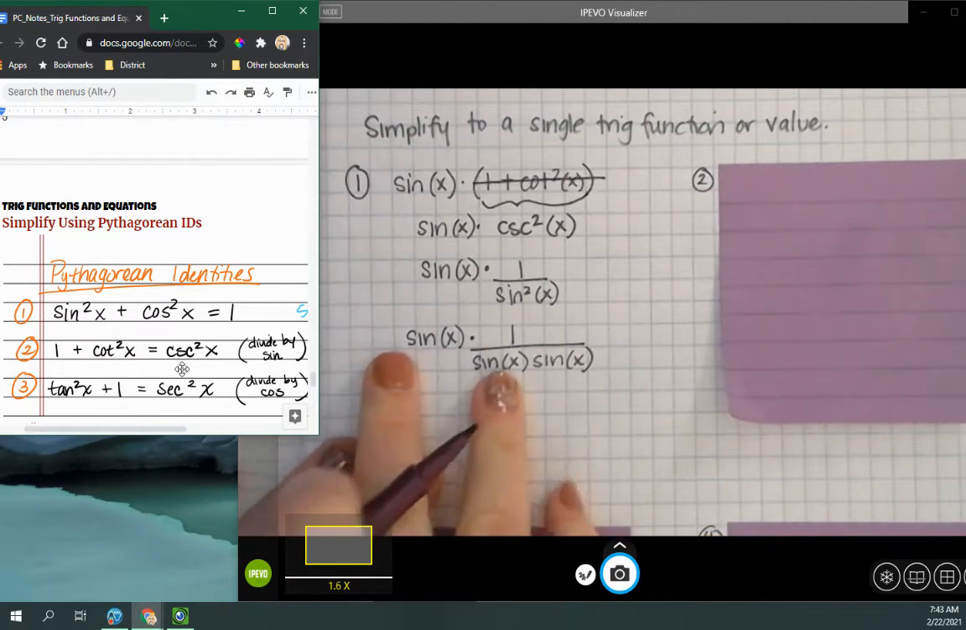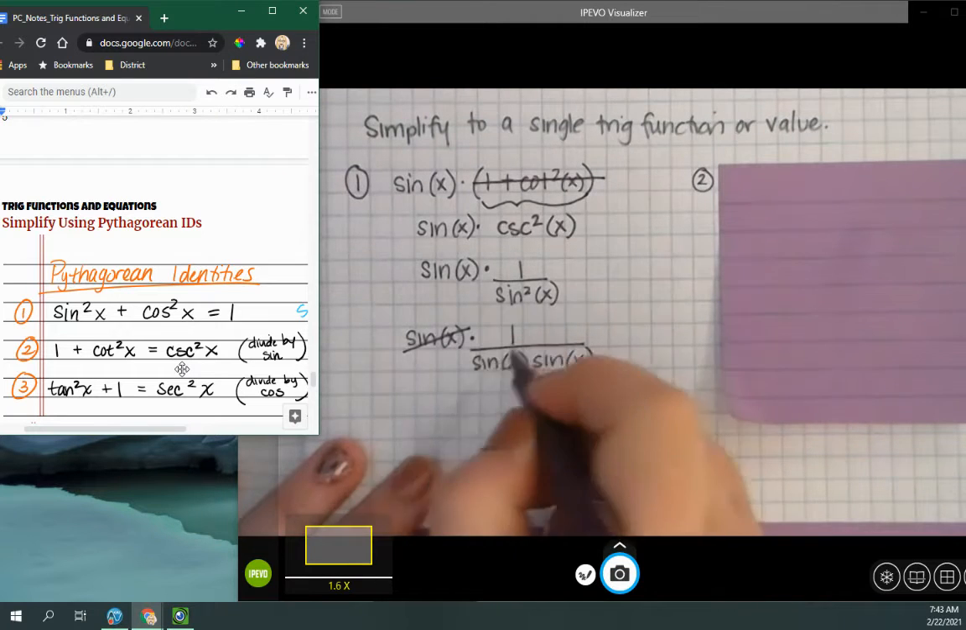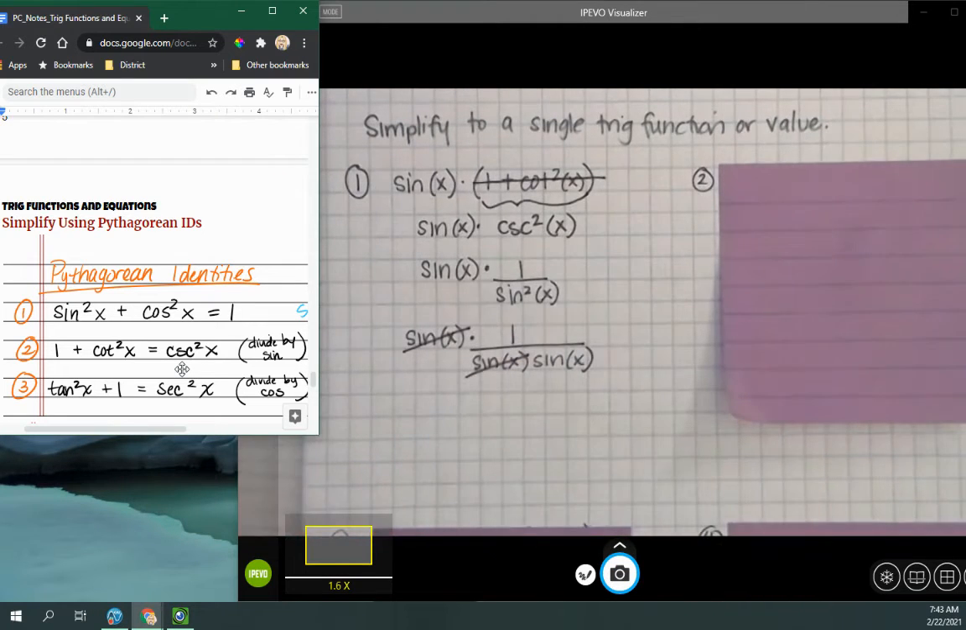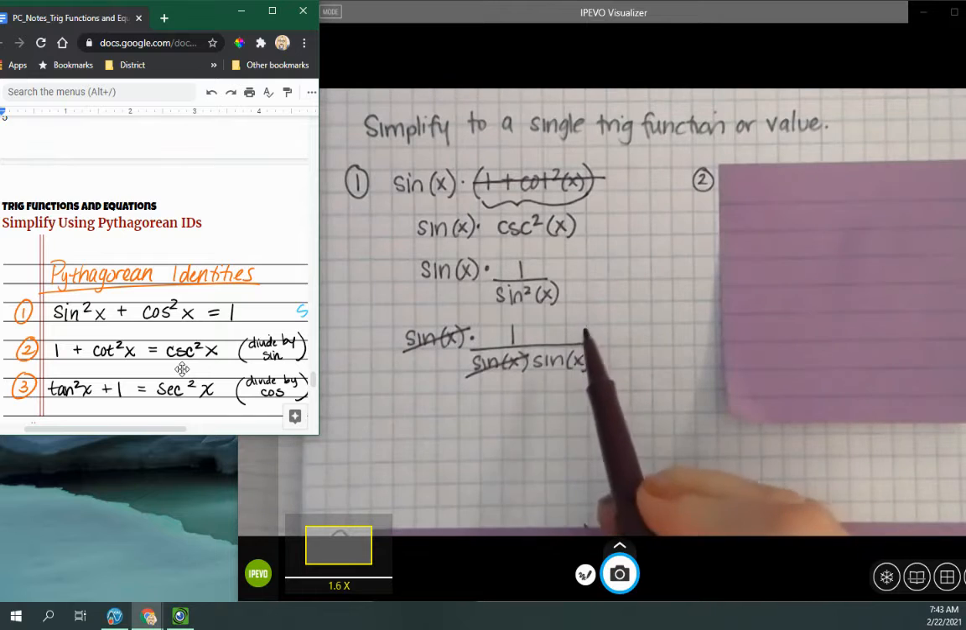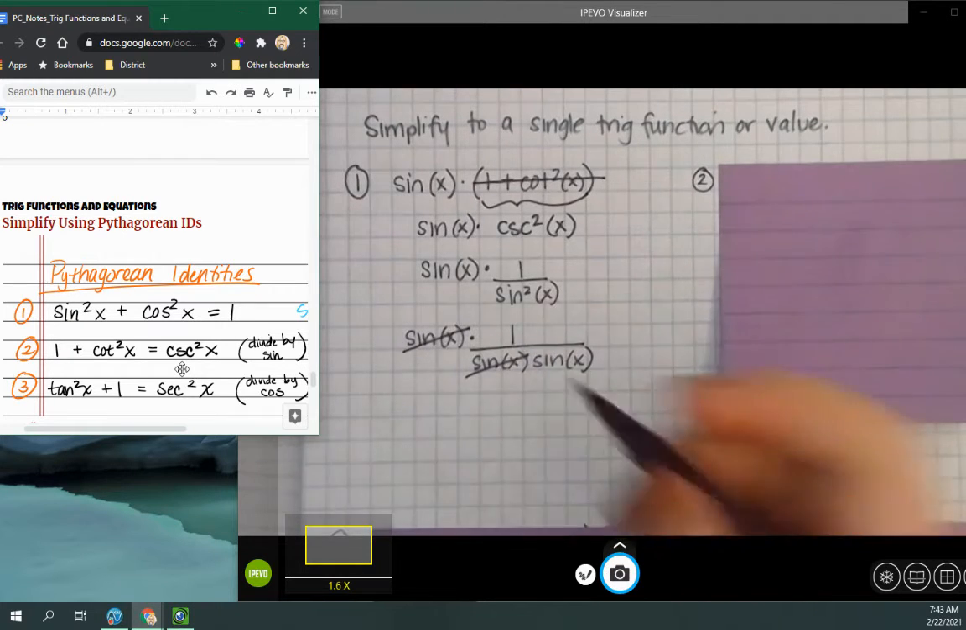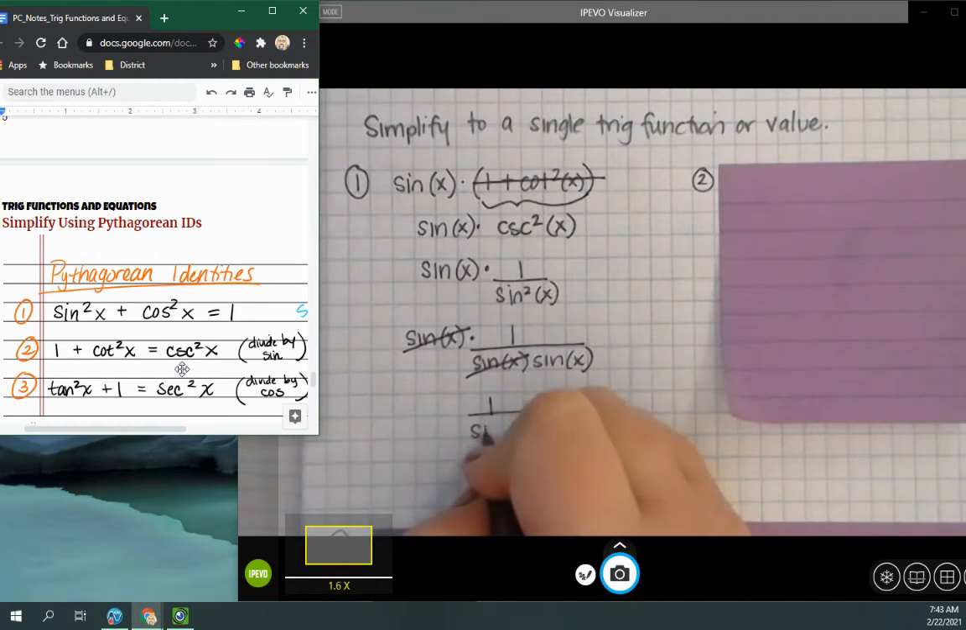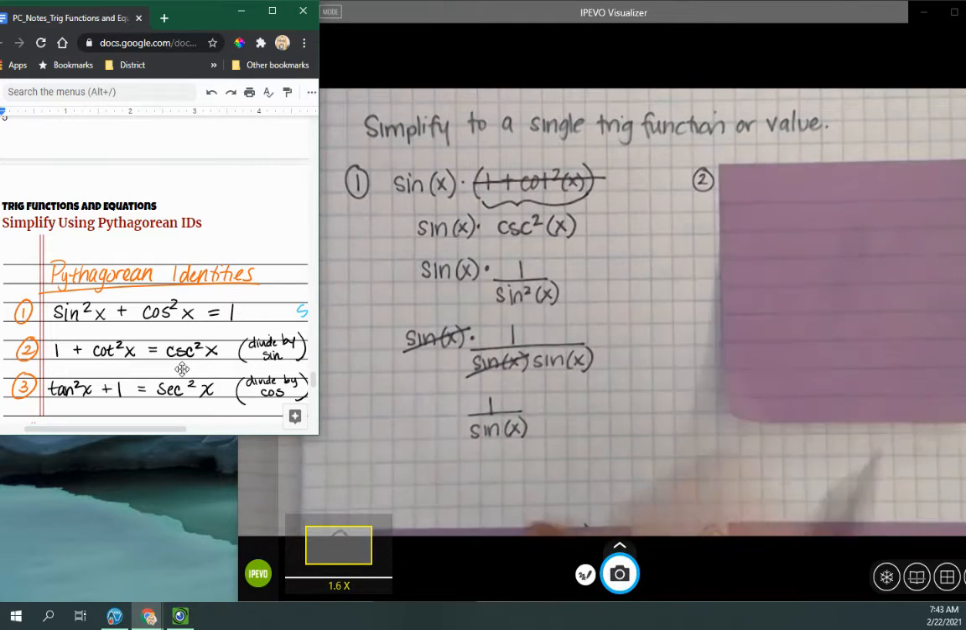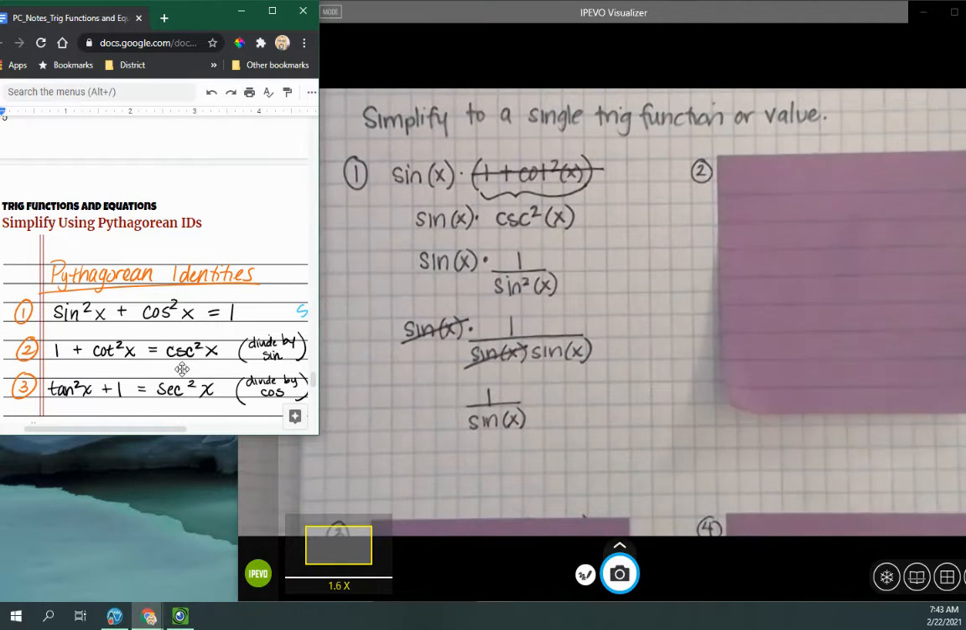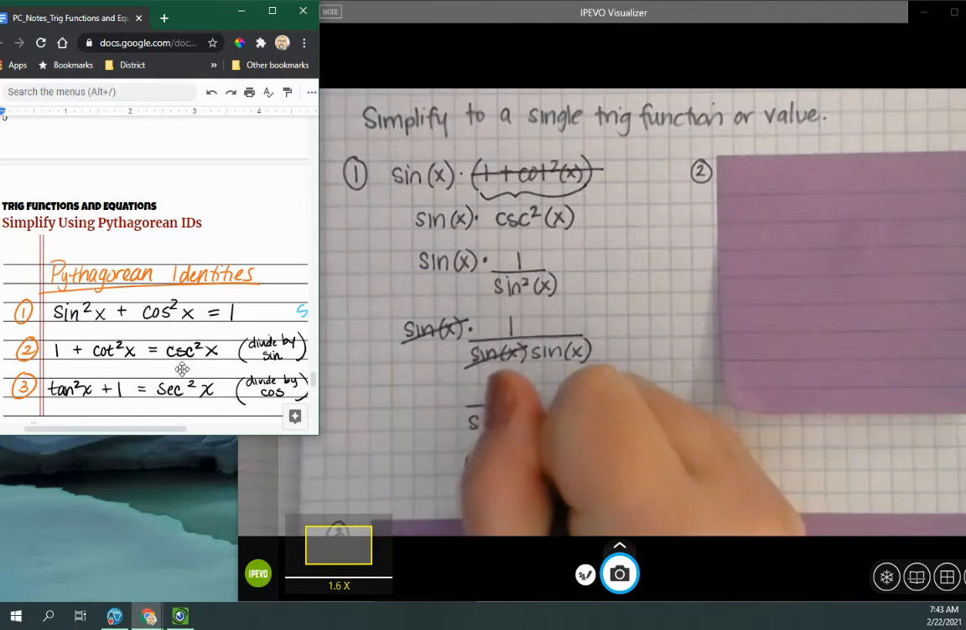That allows me to reduce. I can simplify one of the sines from the top and the bottom. And now all that's left over is 1 over sine x. And again, if you can't remember what 1 over sine x is, that's okay. Double check your notes. 1 over sine is cosecant x.